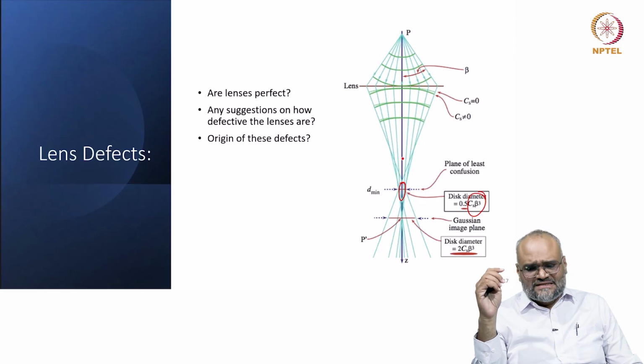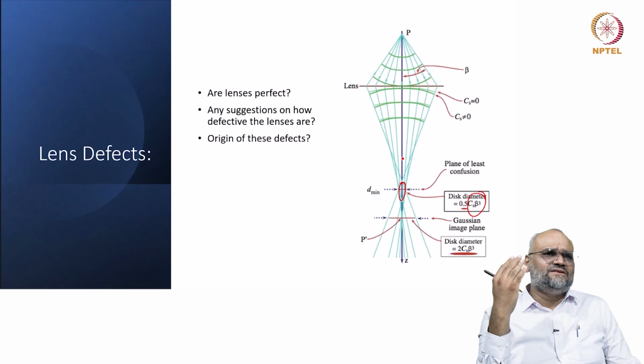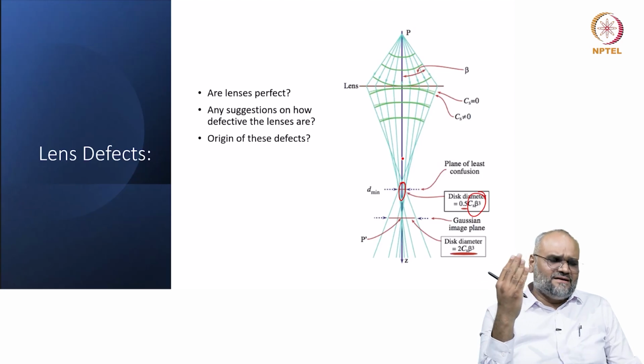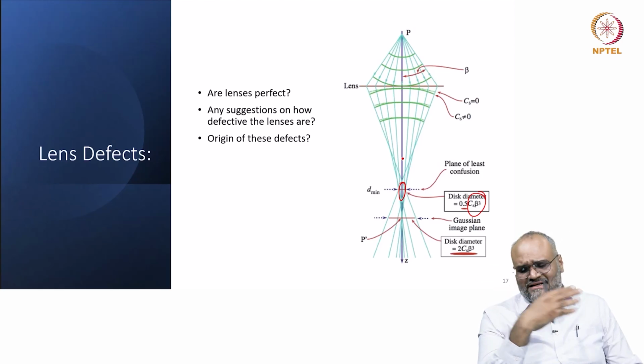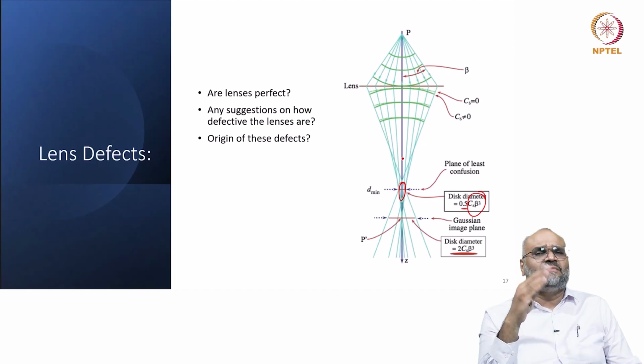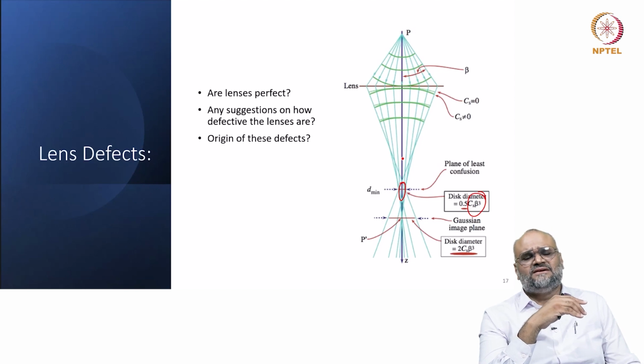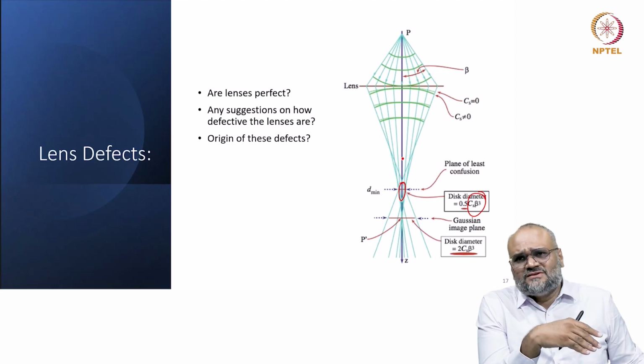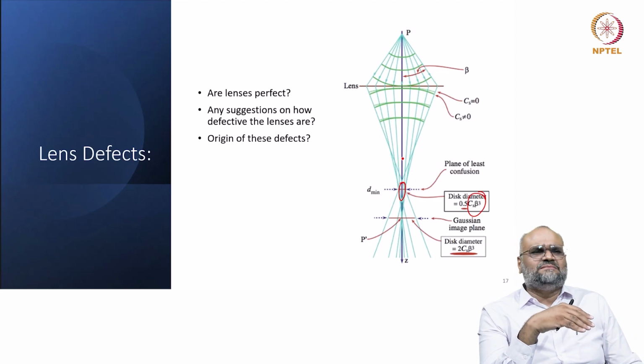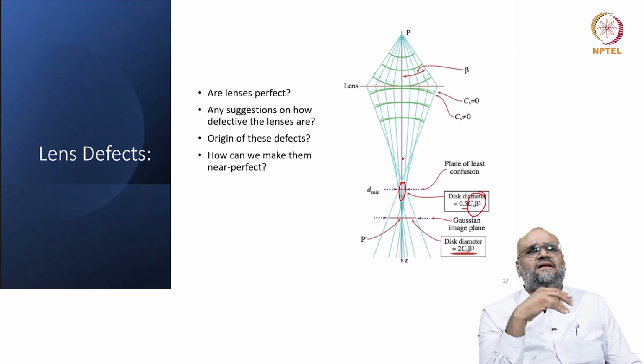The origin of these defects is, of course, the diverging fields, and there are various other factors related to the stability of the electromagnetic lenses and the high tension and all the components involved in the electron microscope. Anything that can cause an electromagnetic interference and anything that can cause an instability to any of the electron microscope components would actually give you some kind of lens defects. So how can we make them near perfect?